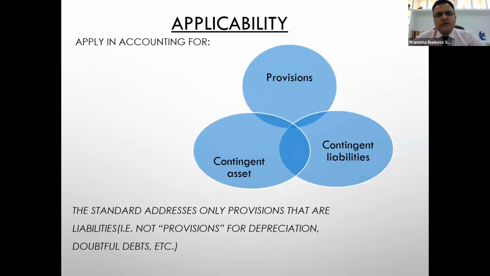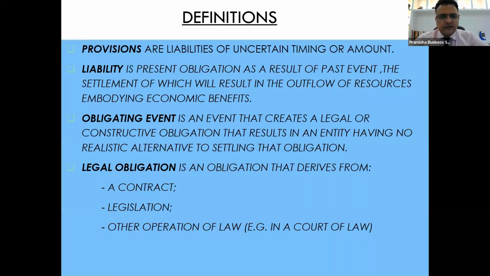Because those amounts can be netted off. Provision for doubtful debts can be netted off. Provision for depreciation can be netted off. If you're not creating a separate depreciation account, we can record them at book values. So they are liabilities of uncertain timing or amount. Now, what is the liability? Liability is a present obligation as a result of a past event.